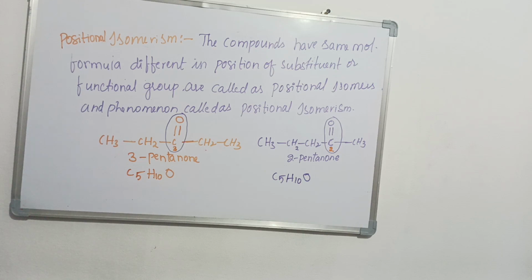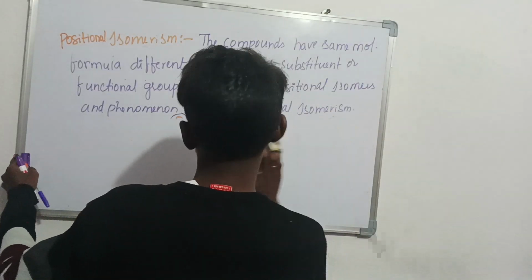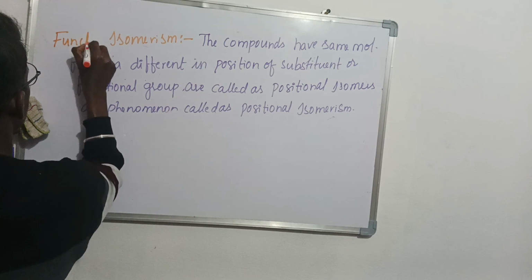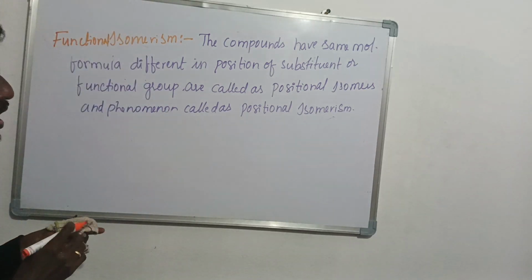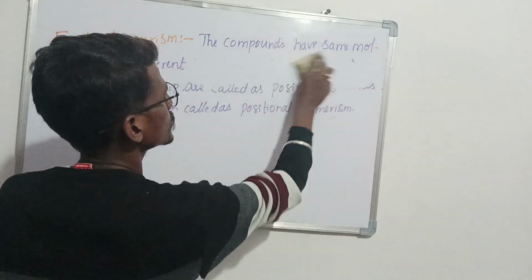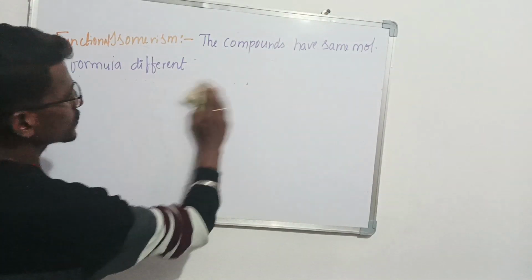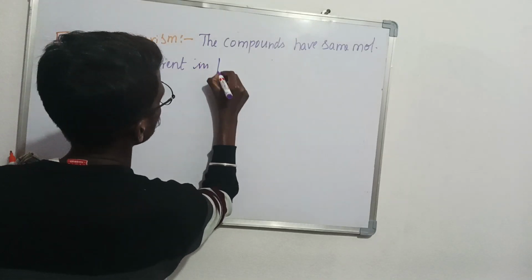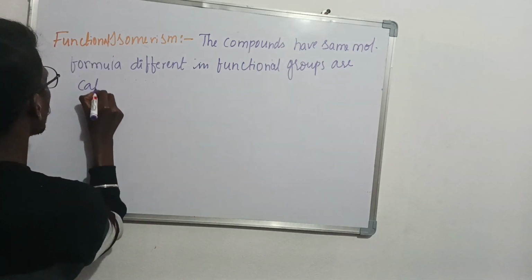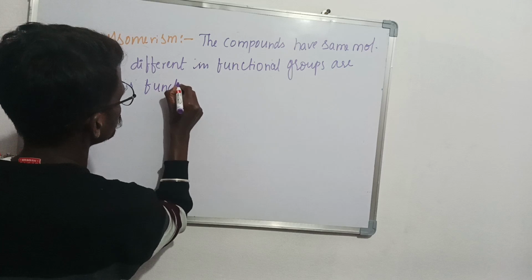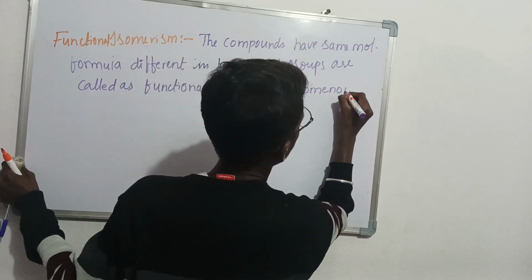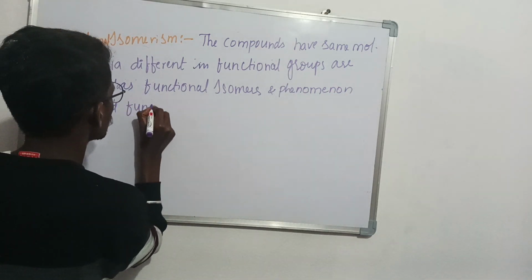Then coming to the third one, functional isomerism. Compounds that have the same molecular formula but differ in functional groups are called functional isomers, and the phenomenon is called functional isomerism.